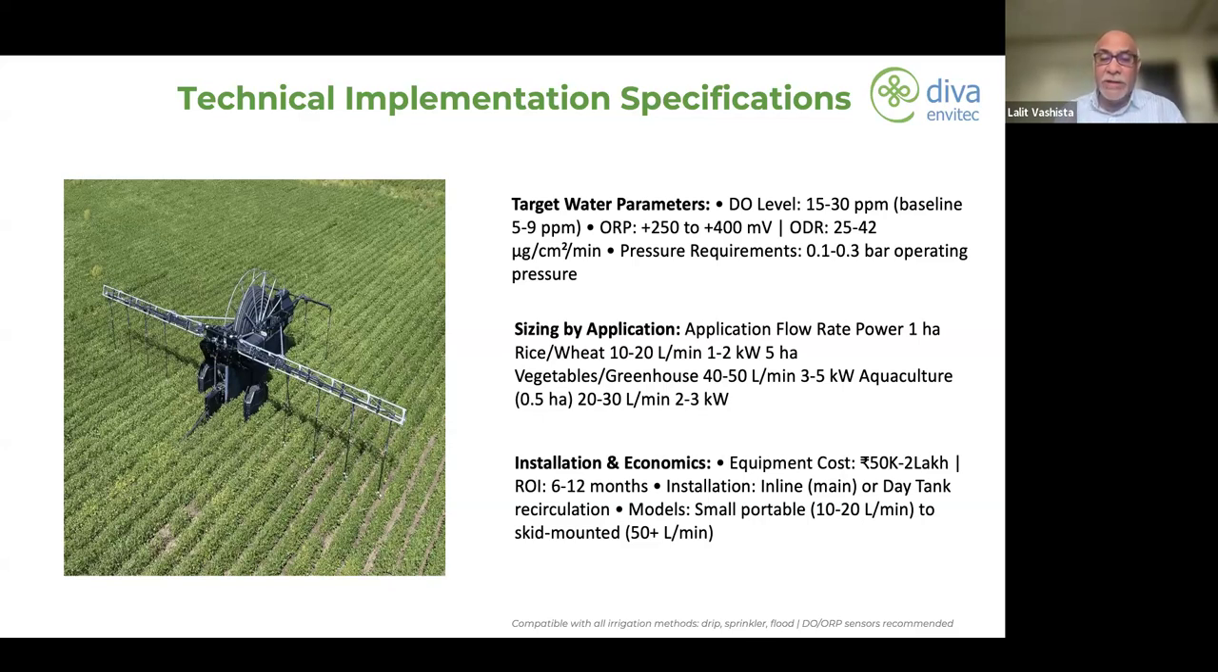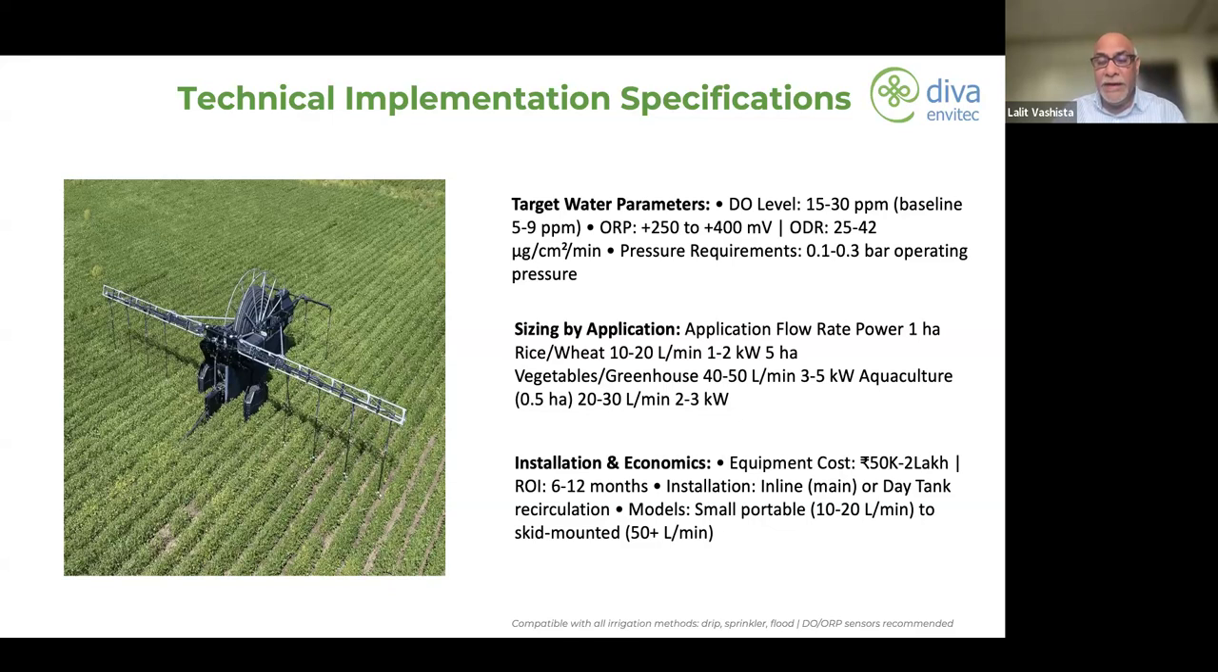The installation costs can vary from 50,000 to 2 lakh rupees depending on the size of the farm and the type of the farm. And the return on investments can be in the range of 6 to 12 months. For smaller farms, the cost could be less than that, less than 10,000 or 20,000 also. We are trying to subsidize these as much as possible for farmers so that more and more farmers can utilize them and take benefit of this.